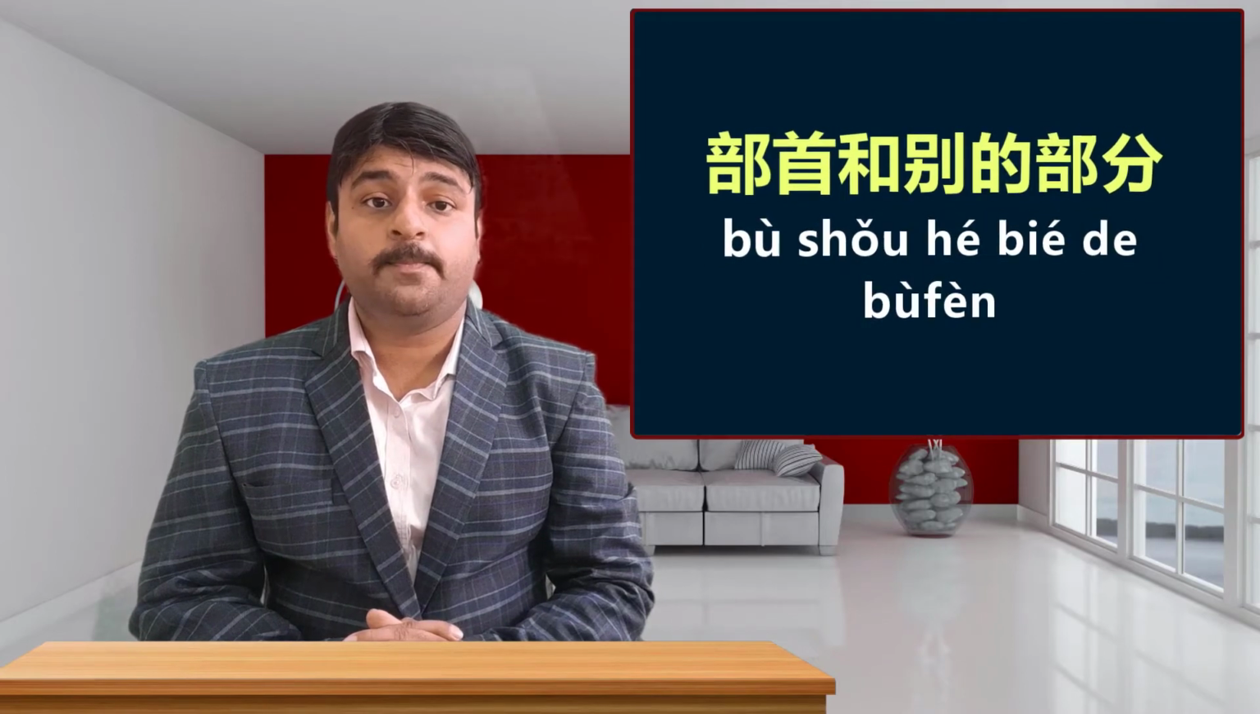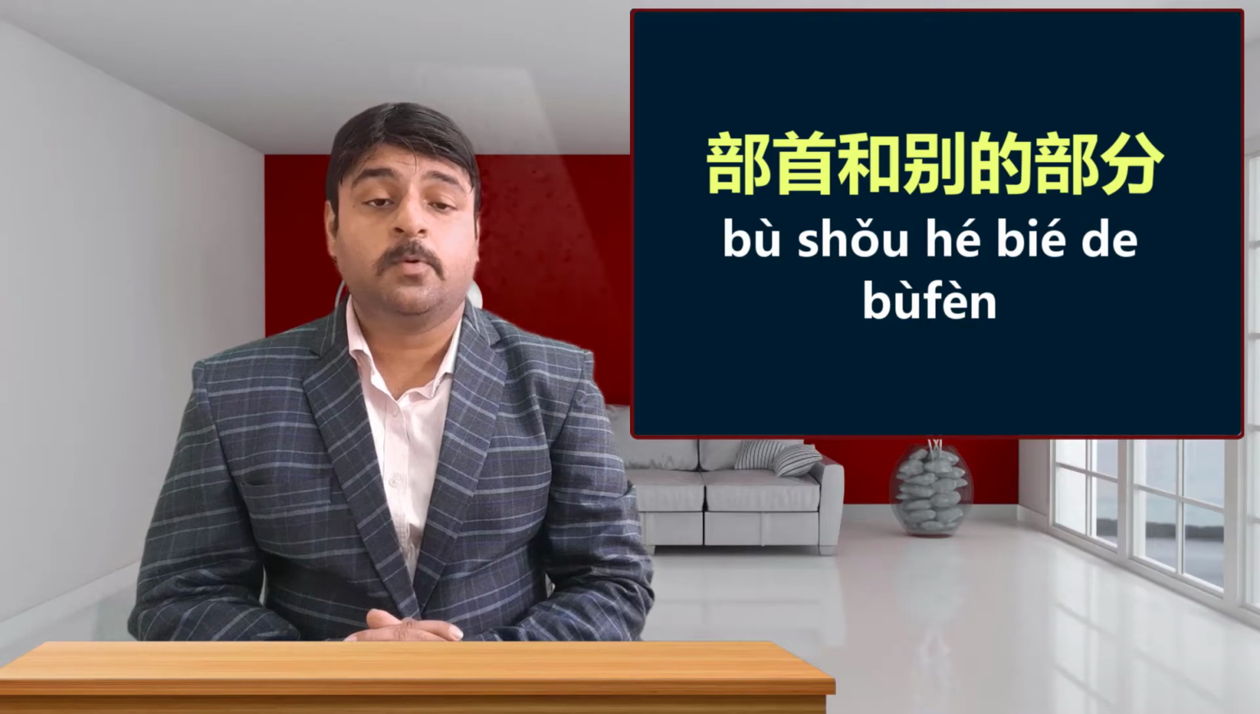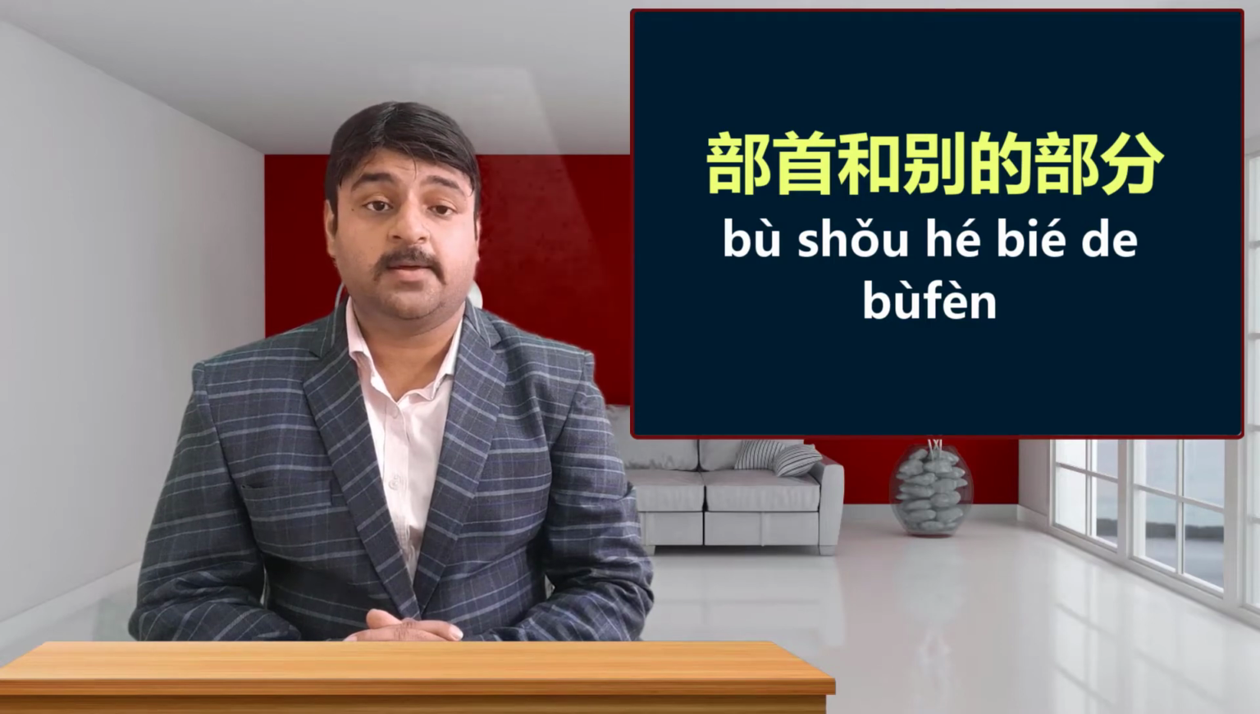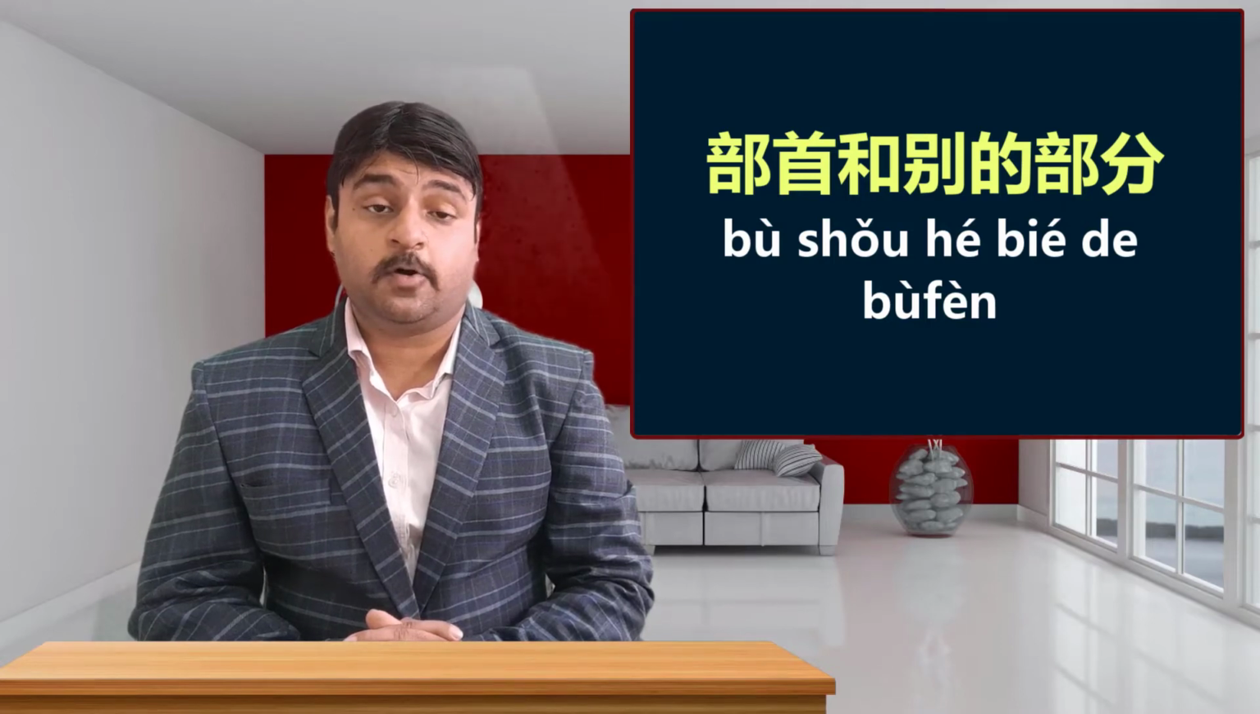部首和其他部分. 部首 is the character radical. 部分 is part. 其他, the other. Except a small number of Chinese characters, the majority of them are arranged in terms of radical and other parts.